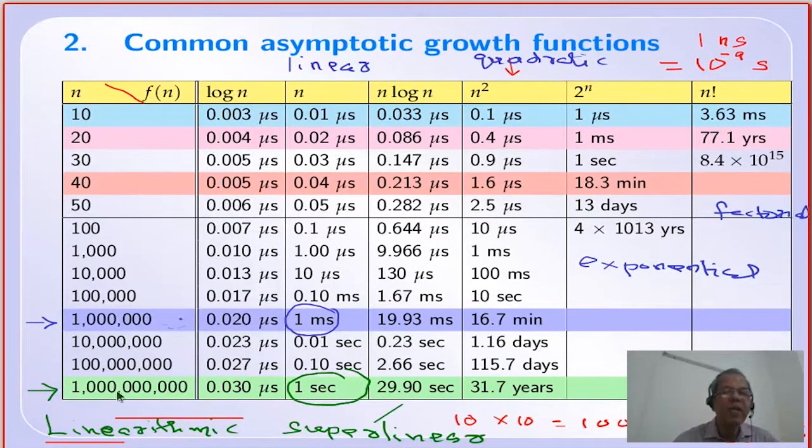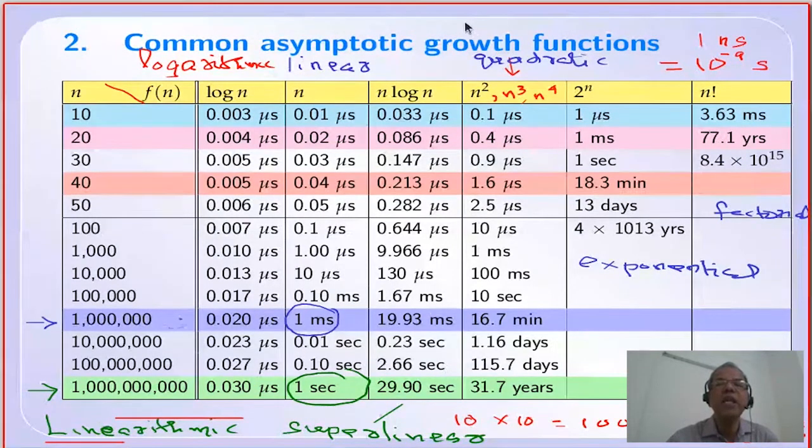Suppose we have a log n time algorithm. Even for 1 billion, it is only 0.03 microseconds. It hardly breaks a sweat. Rarely we have an algorithm with log n running time. So now we have a few popular running times. Log n, this is logarithmic. Linear, superlinear or linearithmic, quadratic, exponential and factorial. Like n squared, we also may have n cubed or maybe even n power 4.